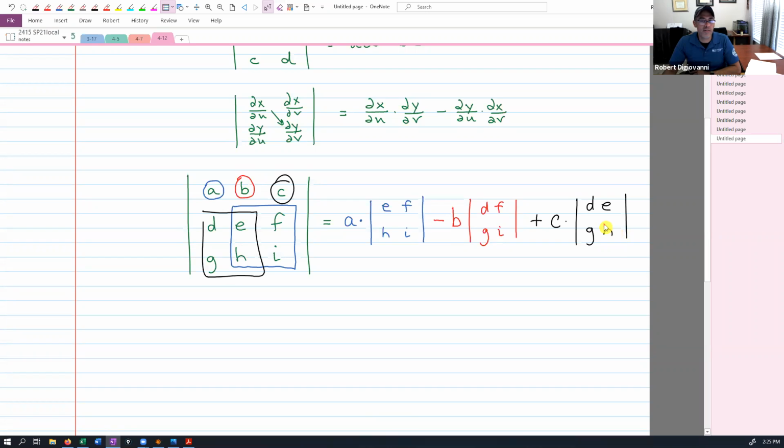You following me? Now, each of these is a determinant. So this would become A times E times I minus H times F, minus B times D times I minus G times F, plus C times D times H minus G times E. See how that works?